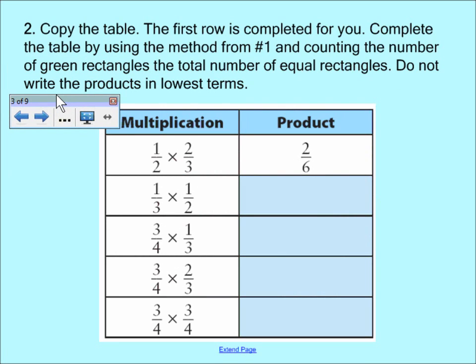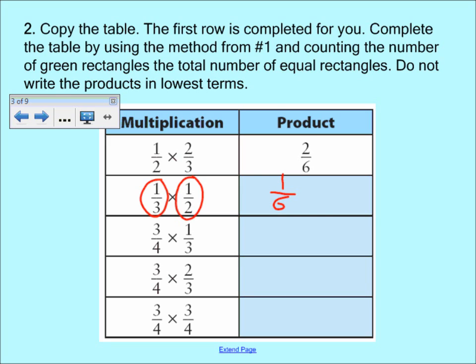So copy the table. The first row is completed for you. Complete the table by using the method from number 1 and counting the number of green rectangles and the total number of equal rectangles. Do not write the products in lowest terms. If you are struggling with this concept, this is a great way to do this. Fold the piece of paper and shade it each time you fold it. Start with 1/3, shade 1/3 of the paper one way, and then fold it in half on the horizontal and shade half of the paper another way.